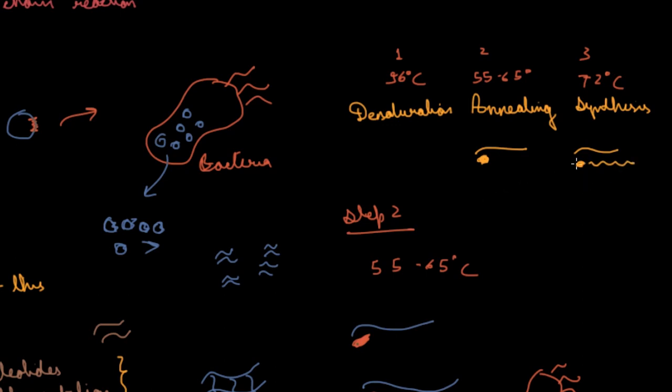And then this cycle is repeated to get multiple copies. This way our DNA will be multiplied several times, and the production will be exponential. So that's all about PCR.